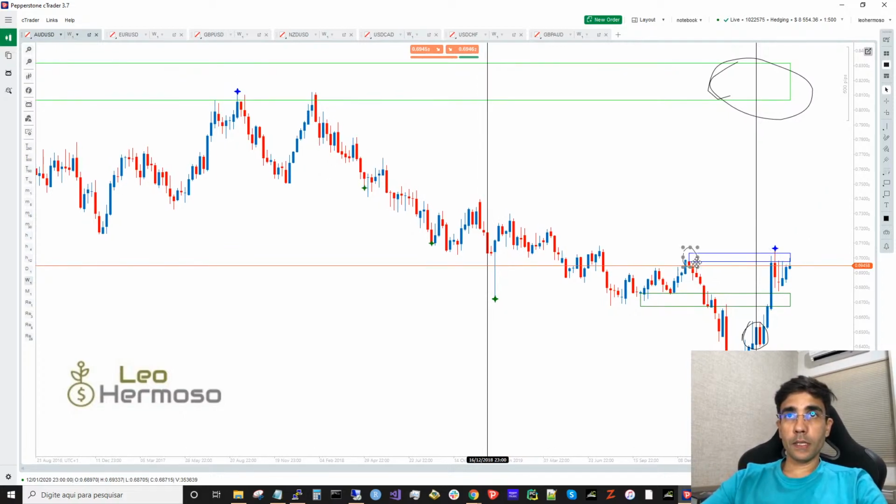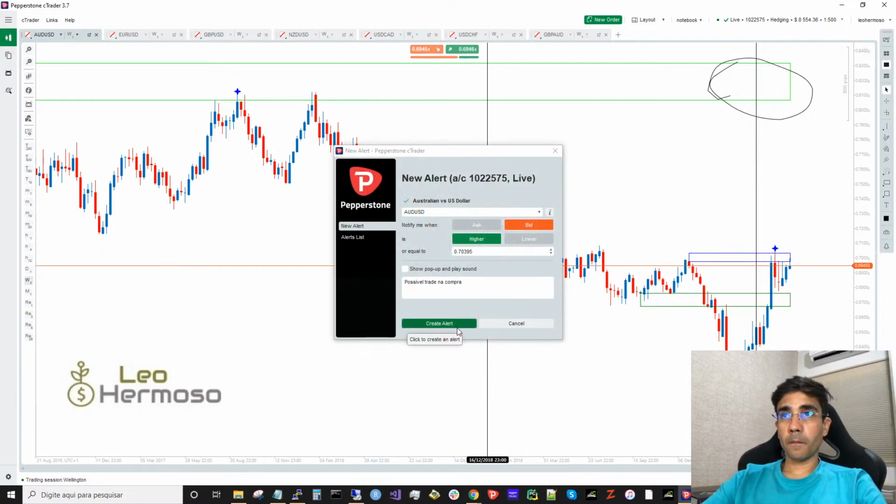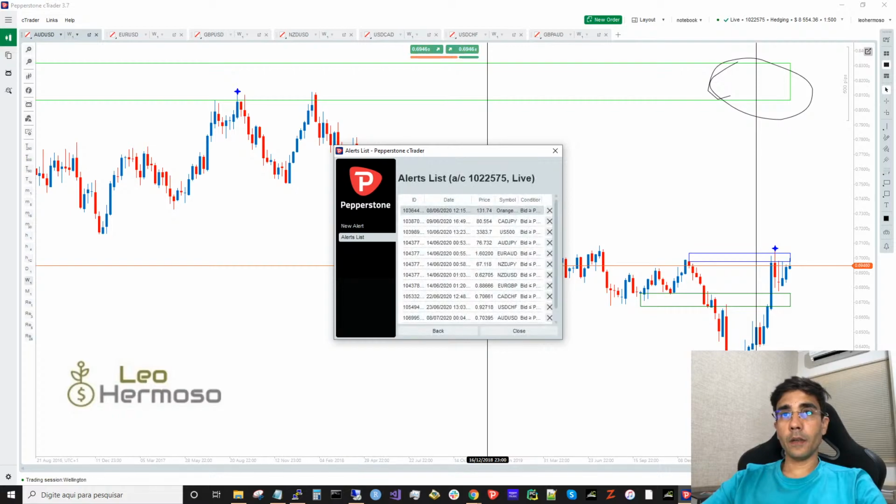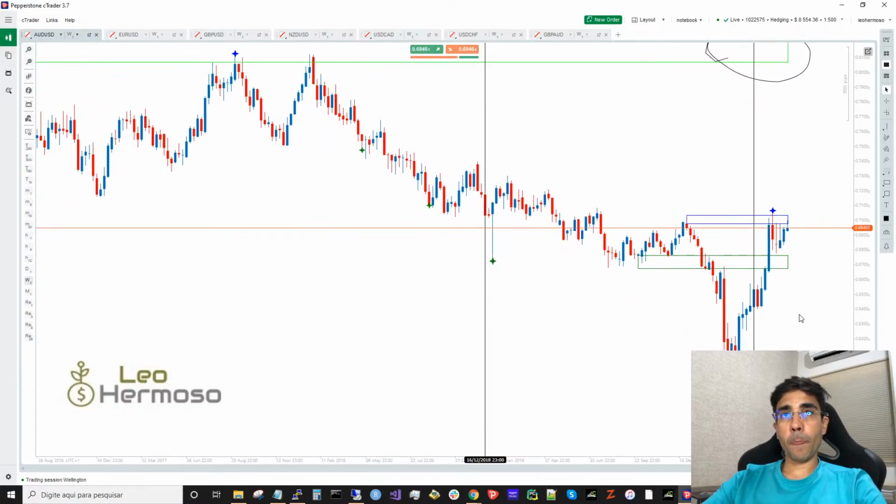I will set an alert here, and I will also set an alert here, because if I see the price taking this zone right here and bad data coming from Australia, I'm going to become bearish on USD. Okay, so let's go to the next one.